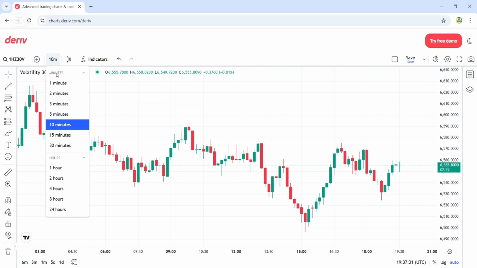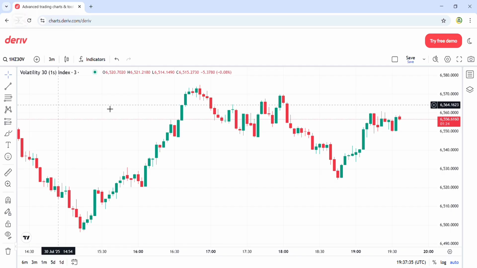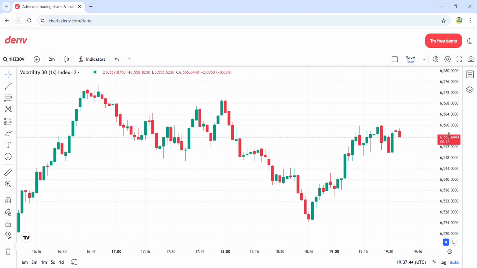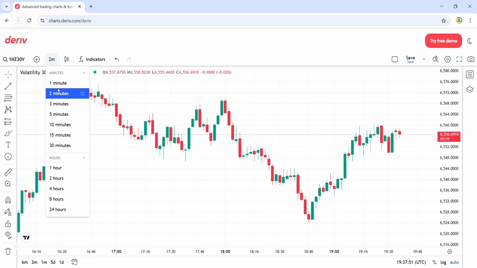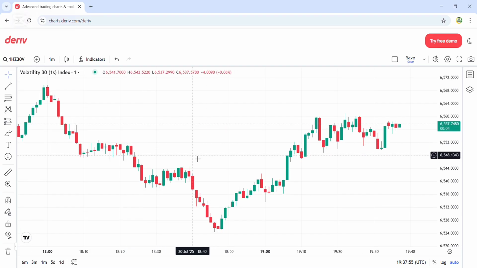If we change to 3 minutes, 1 minute remaining, 22, 21. Let's pick 2 minutes and see. Now the shorter time frames are very crazy. 16 seconds, 13 seconds, 12 seconds remaining. If we pick the 1 minute time frame, this is very much crazy. 0 seconds, candle has closed. We'll be jumping to the next candle in the soonest time possible.